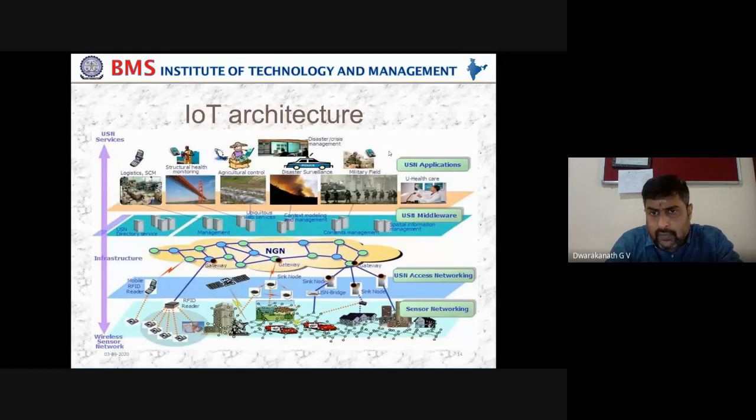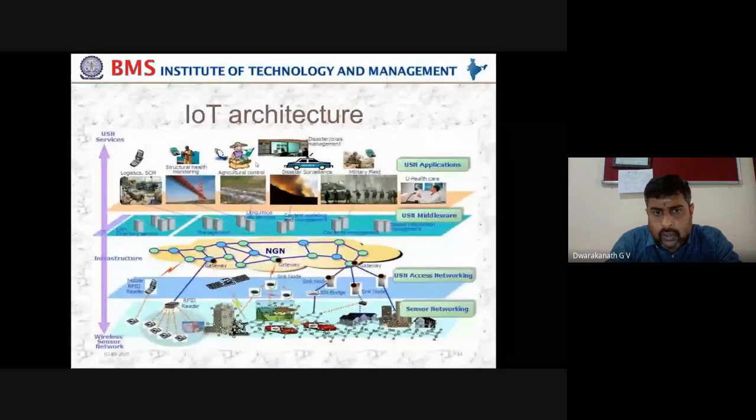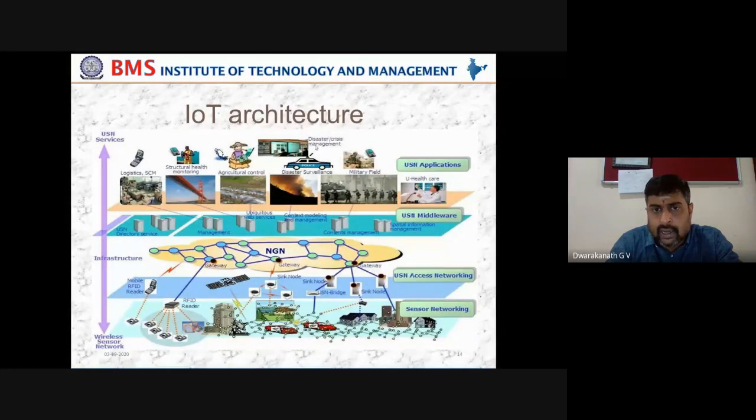There are different applications going on here, and you can see the applications: logistics is different, structural health monitoring is different, and you can see even agricultural control, and then disaster crisis management is there, and the police department, and then the military field. All these particular things need help from IoT.